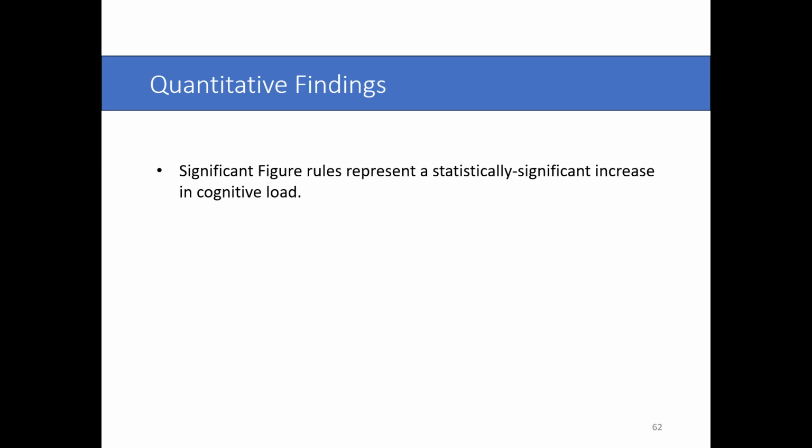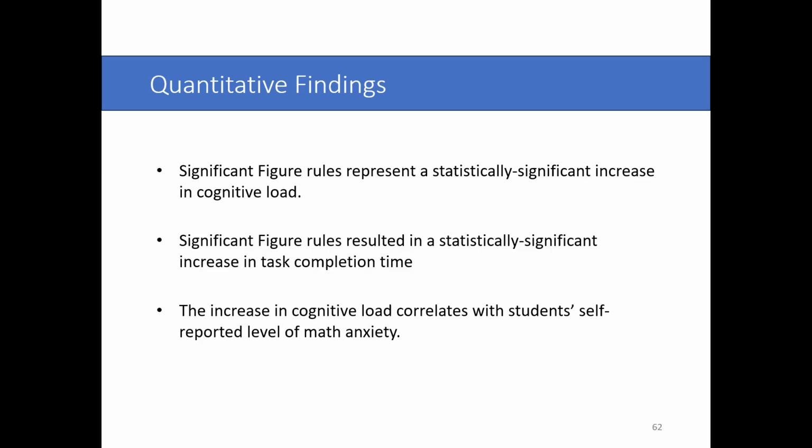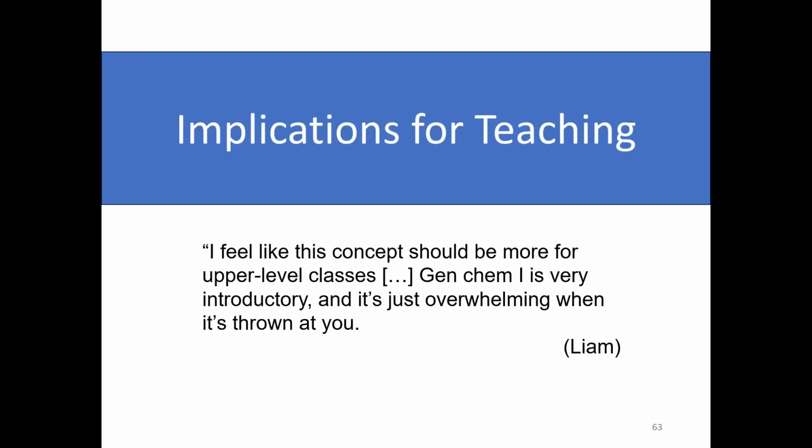Okay, so just to sum up the quantitative findings, the significant figure rules we found represent a statistically significant increase in cognitive load. And this increase in cognitive load does appear to correlate with the student's reported level of math anxiety, meaning students that enter general chemistry already predisposed to have a difficult time because of their math ability might struggle even more with significant figures compared to their peers who feel more confident in their math abilities. And then we also found that there was a statistically significant increase in task completion time. Okay, so those are the results of the two studies there.